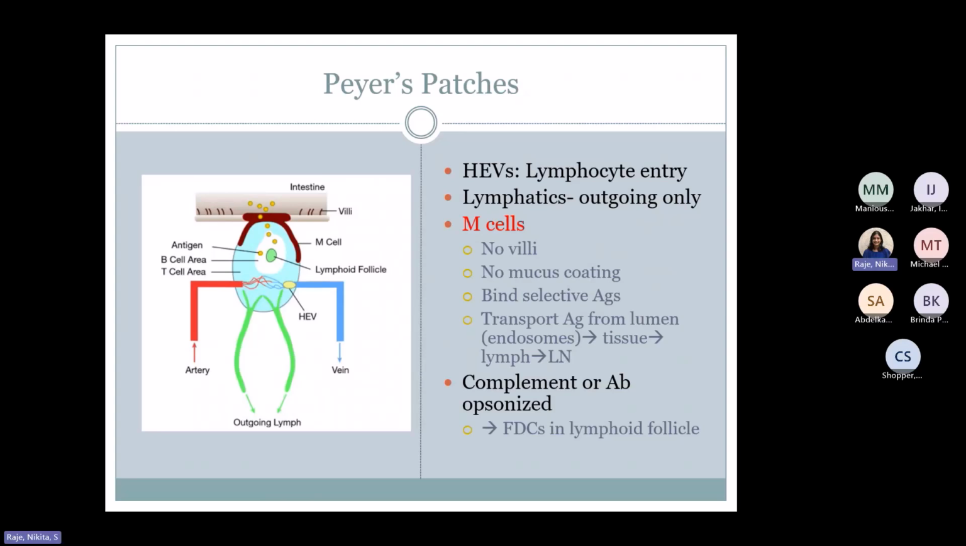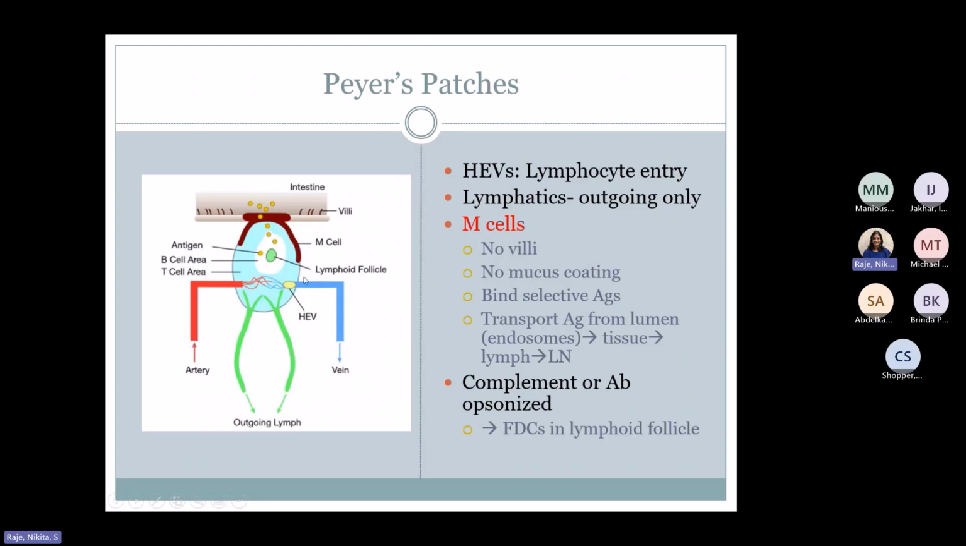The other type of secondary lymphoid organs are Peyer's patches. Peyer's patches also have HEVs where the lymphocytes enter, but there are no incoming lymphatics. There is no antigen coming in from lymphatics here. There are only outgoing lymphatics. The antigen is coming to these Peyer's patches through M cells.